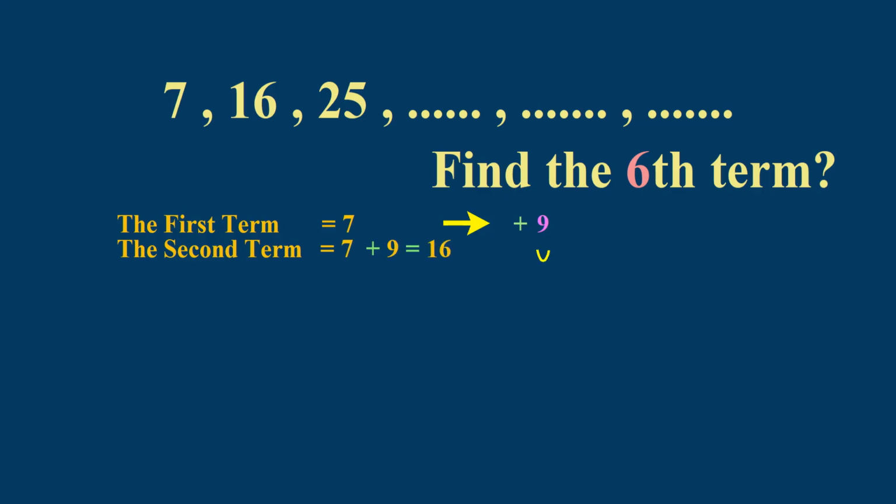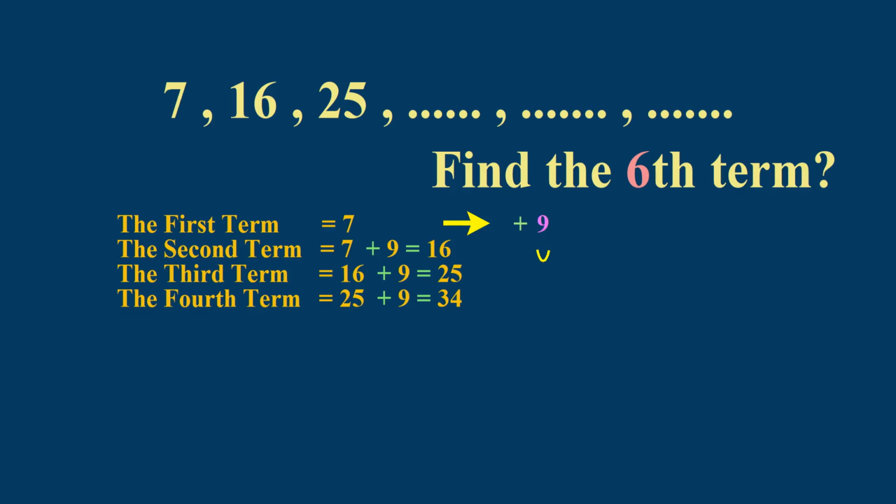And we can get the third term by adding 9 to the second term. 16 plus 9, which equals 25. And so on. We can get the fourth term by adding 9 to the third term. So the fourth term is equal to 25 plus 9, which equals 34. And the fifth term is equal to 34 plus 9, which equals 43.